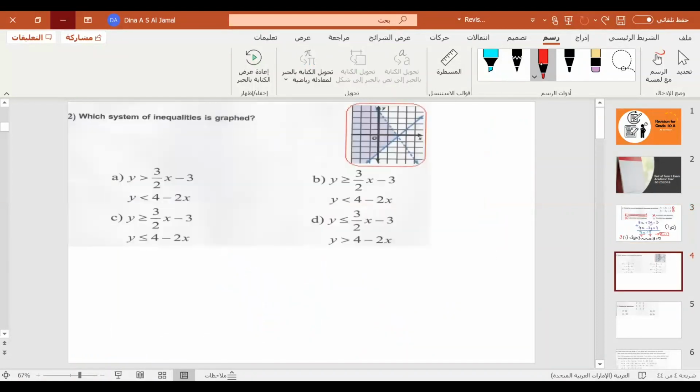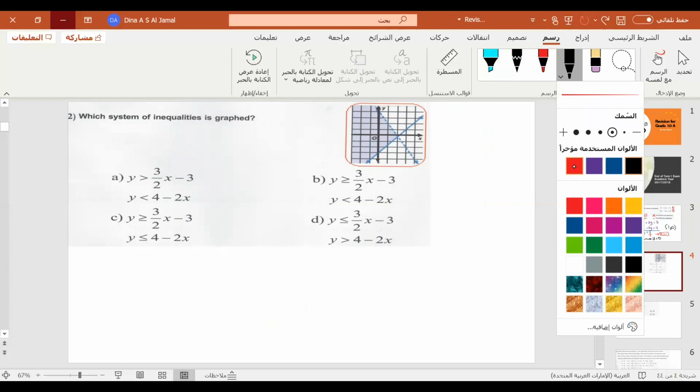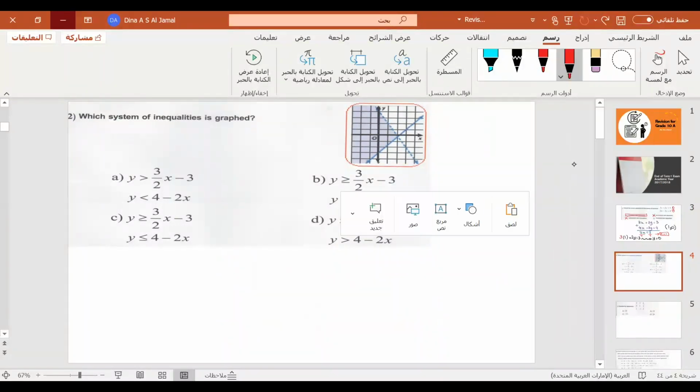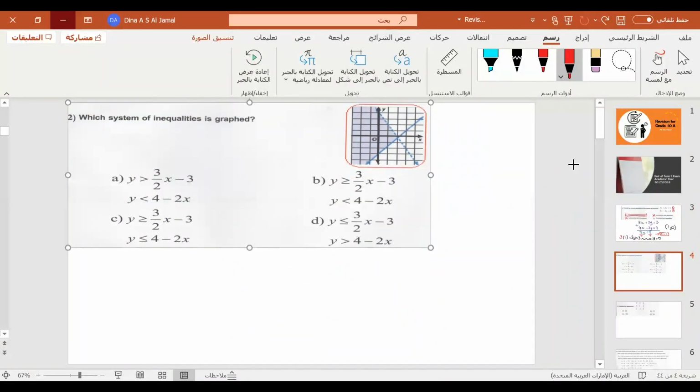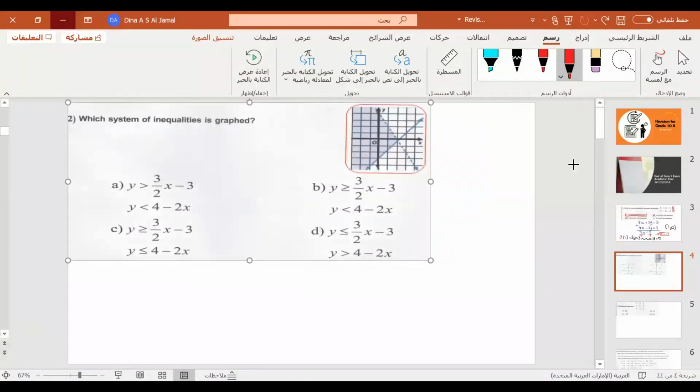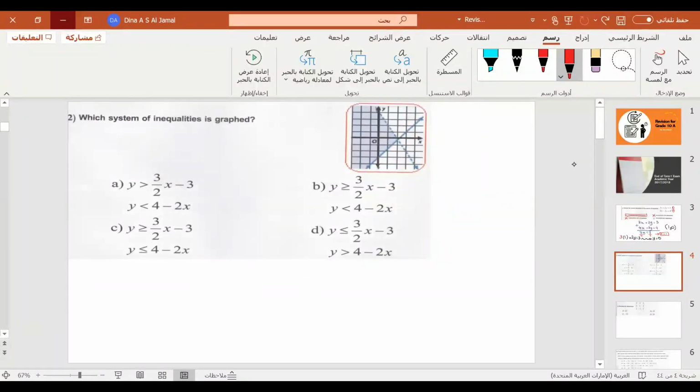Now, let's go to the question, which is very famous in all the exams that I solved with you. That means it is very important, so please focus on this question with me. He is giving you two lines and it is shaded. So that means you are having a system of inequalities, not a system of equations. Pay attention.